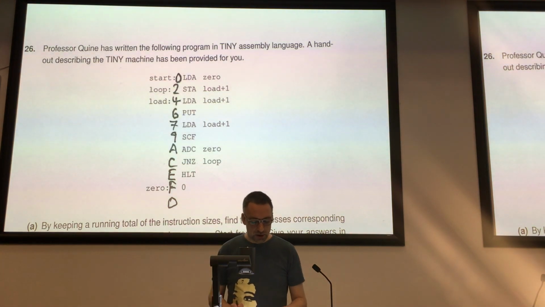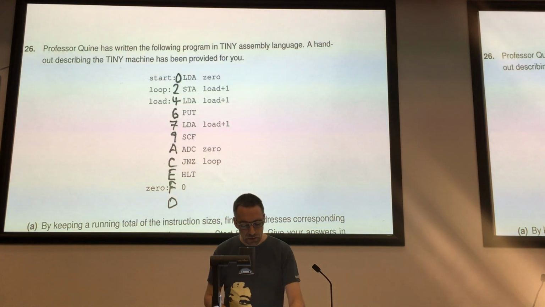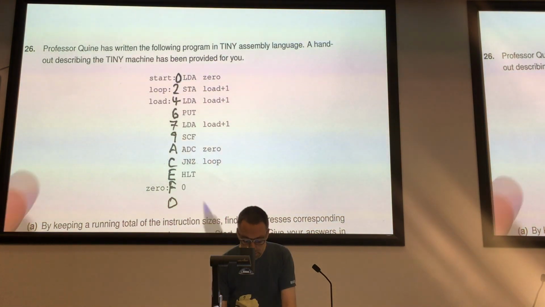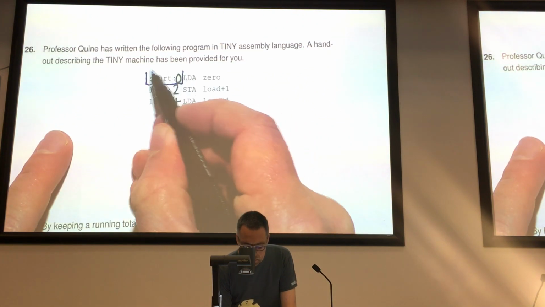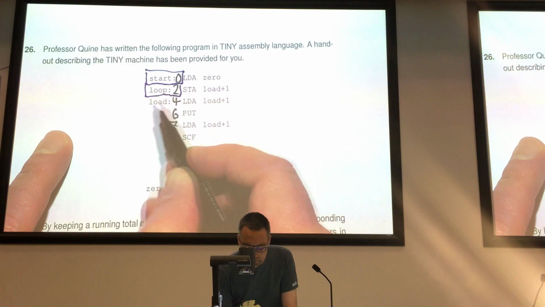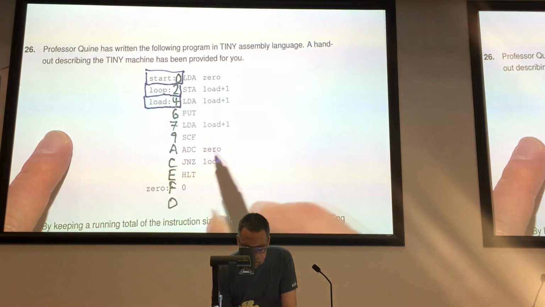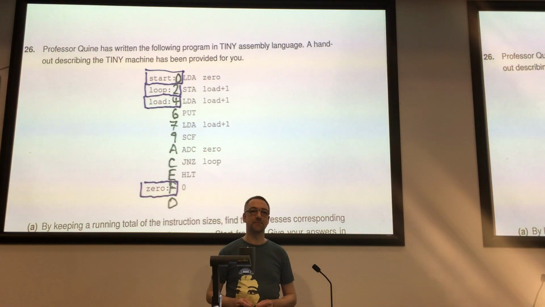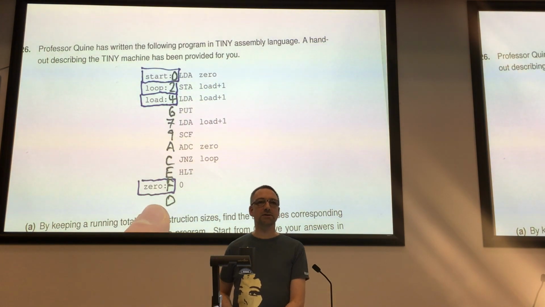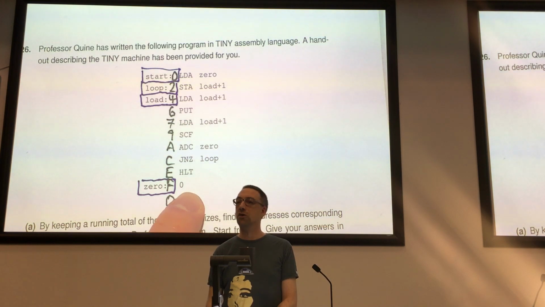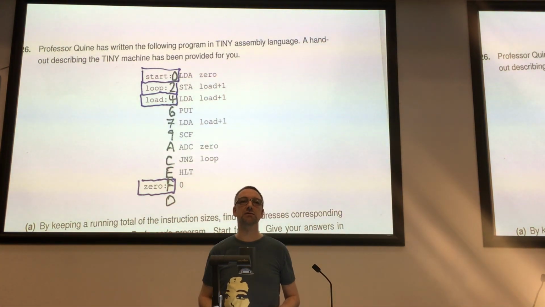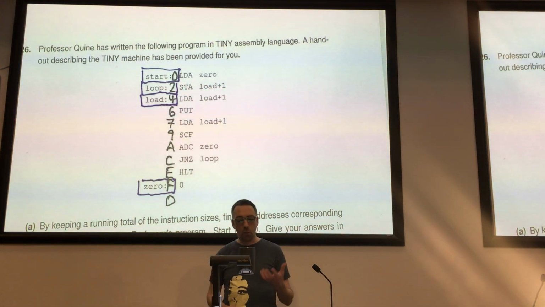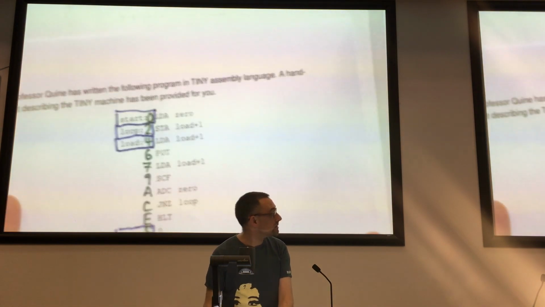Okay. But the crucial thing is that we now know the values of the labels. We know that start is 0. We know that loop is 2. We know that load is 4. We know that the label 0 refers to location F. I've labeled this location 0 because it has a 0 stored in it. But the meaning of the label 0 is F, because that's where in memory that 0 is going to get stored. So we're just figuring out where in memory these bits and pieces are going to get put.